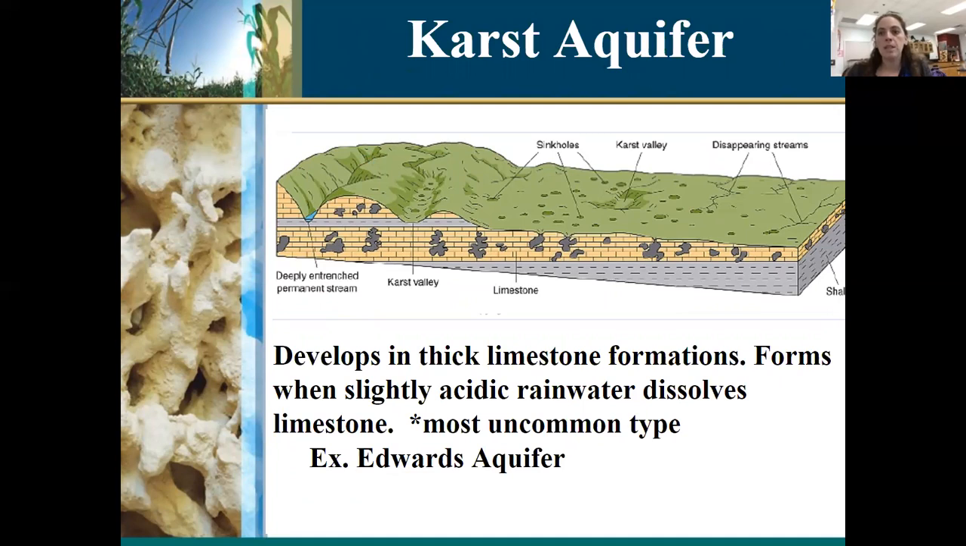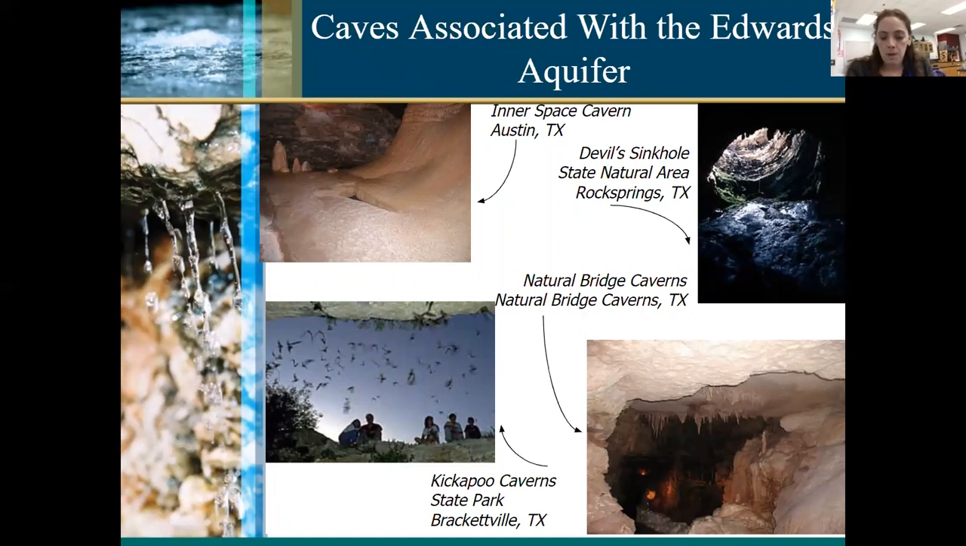And then the third type is the karst. This develops in thick limestone formations, forms when slightly acidic rainwater dissolves limestone. Limestone is slightly basic. If you put drops of vinegar on limestone, it will start to bubble, not boil, excuse me, bubble. This is our most uncommon type, but this type is very important to San Antonio residents because this is our Edwards Aquifer. And so with all this percolation, we get lots of little caves. Some of the caves that you can go and visit include the Natural Bridge Caverns out I-35. There's others near Austin, Rock Springs, and Kickapoo Caverns, which are a state park near Brackettville.